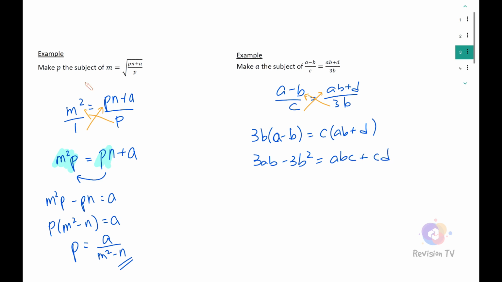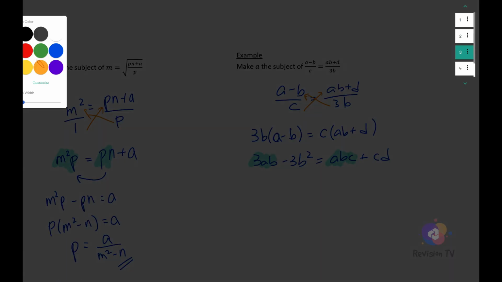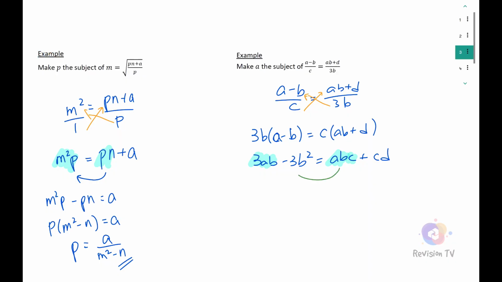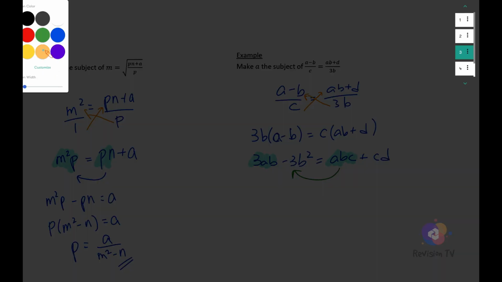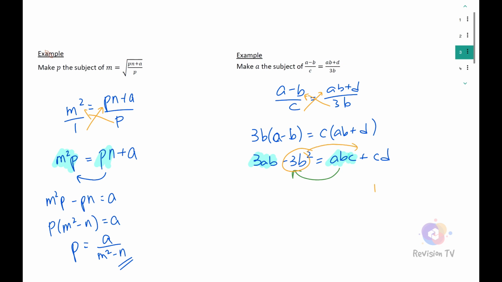We want to make a the subject, so we're going to highlight all the terms with an a. These two terms with an a should be on the same side, and the thing without highlighting should be on the other side. So this ABC should bring to the left hand side, and this 3b squared should bring to the right hand side. So 3ab is on the left side.